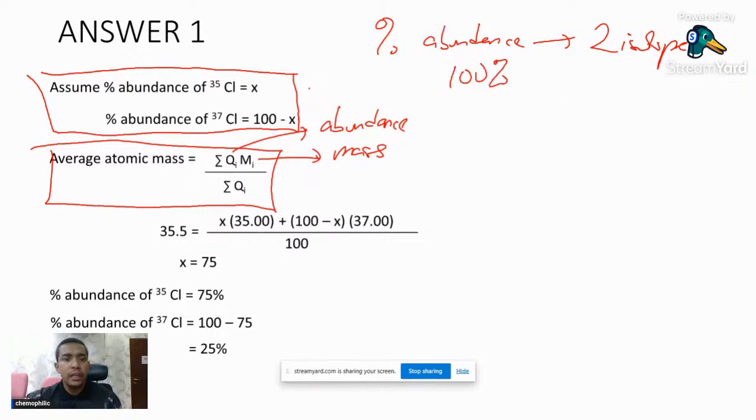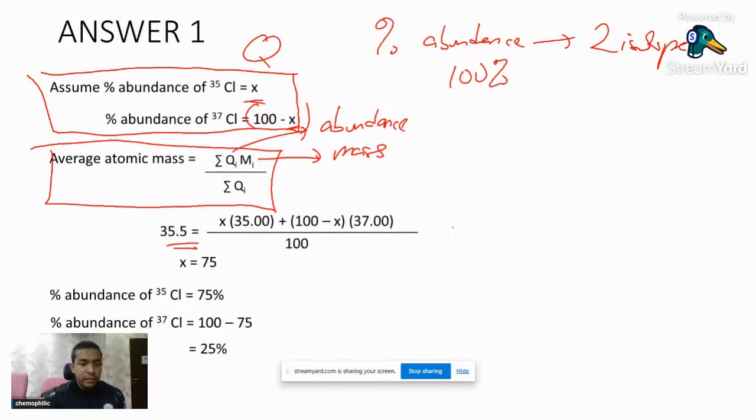So we have to make one assumption where we assume the percentage abundance of Cl35 is X, so the other will be 100 minus X. This is actually your Q term in terms of the unknown. When we plug in the values, the average atomic mass is 35.5, and X is the Q for Cl35, and the mass is 35, plus the Q for Cl37, which we assumed just now is 100 minus X, and the mass is 37, divided by 100.